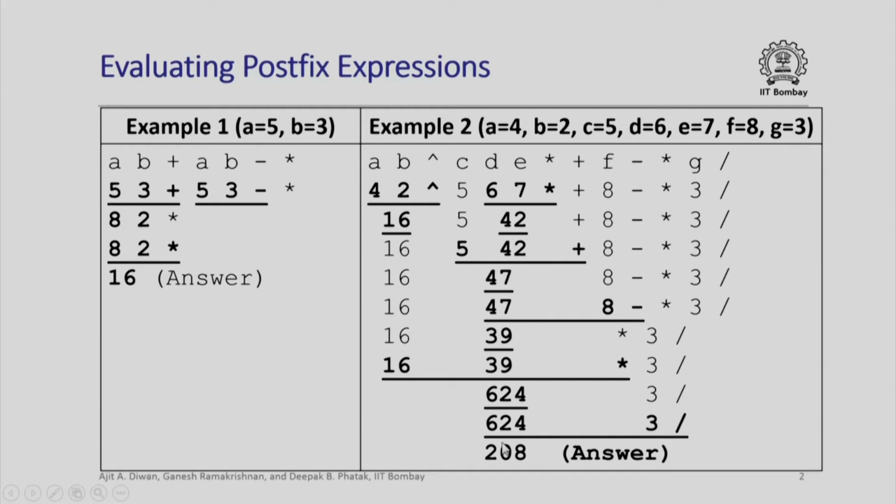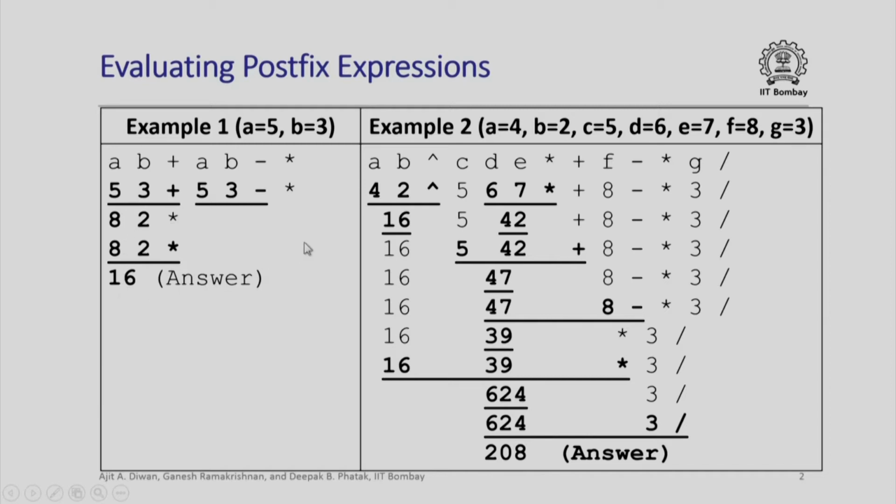We had already seen this example in one of the earlier sessions. So, take the first example where the value of A is 5 and value of B is 3, let us say, and the expression is AB plus AB minus star. So, we know how this is to be evaluated. AB plus will be evaluated as 5 3 plus, AB minus will be evaluated as 5 3 minus. Each one of these sub expressions will result in values 8 and 2 respectively, and then the last operator star will have to be applied to these two operands, giving you the value 16.